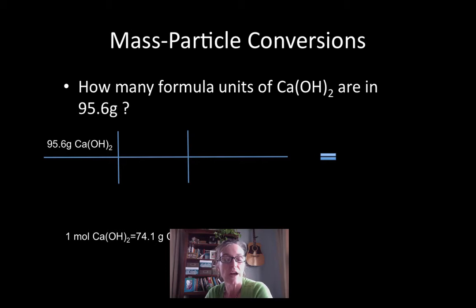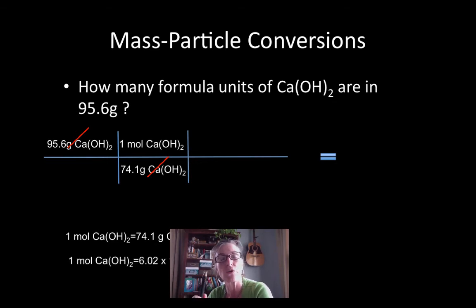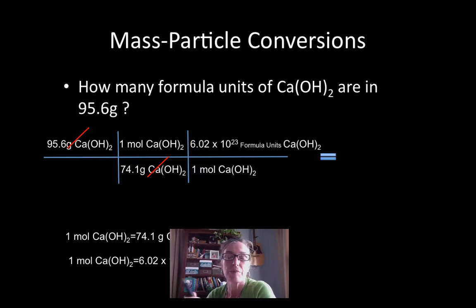So I have my 1 mole is equal to 74.1 grams of calcium hydroxide. I make it a ratio so that my like units cross-cancel and I'm left with moles of calcium hydroxide. Now I need a relationship between moles of calcium hydroxide and formula units or particles of calcium hydroxide, and that will be Avogadro's number. So again, I make my ratio and put it into my picket fence so that I can reduce my like units to 1 and leave the desired unit, which is formula units.